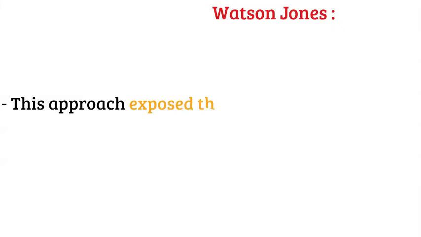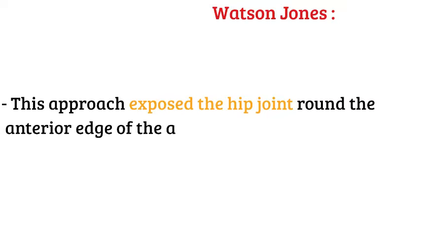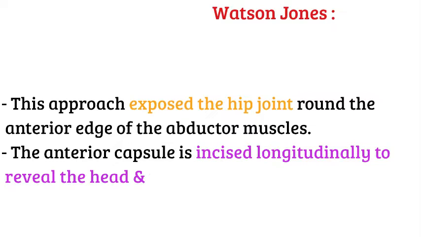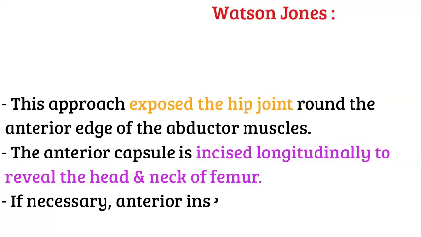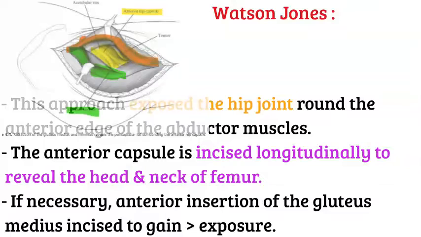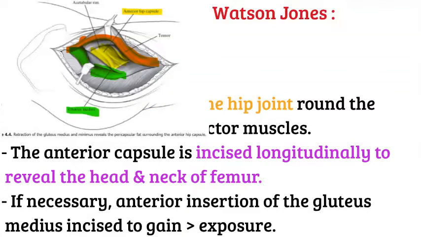This approach exposes the hip joint around the anterior edge of the abductor muscle. The anterior capsule is incised longitudinally to reveal the head and the neck of the femur. If necessary, the anterior insertion of the gluteus medius may be incised to gain more exposure. Closure is by suturing the soft tissue. As illustrated, retraction of the gluteus medius and minimus reveals the pericapsular fat surrounding the anterior hip capsule.